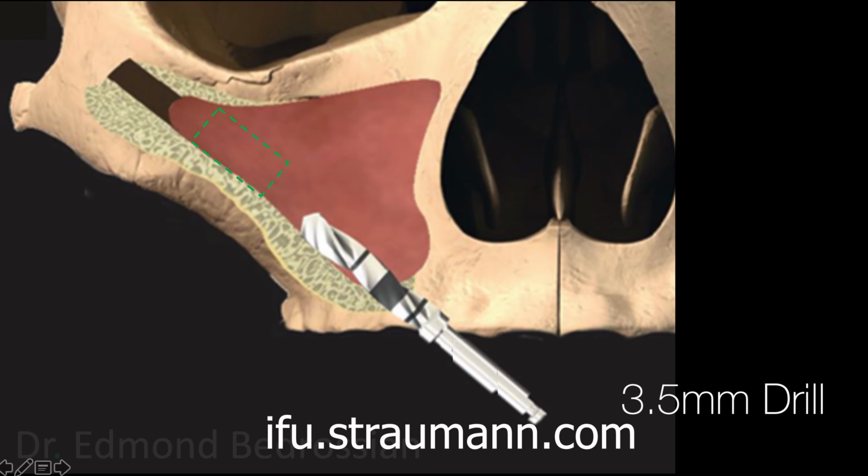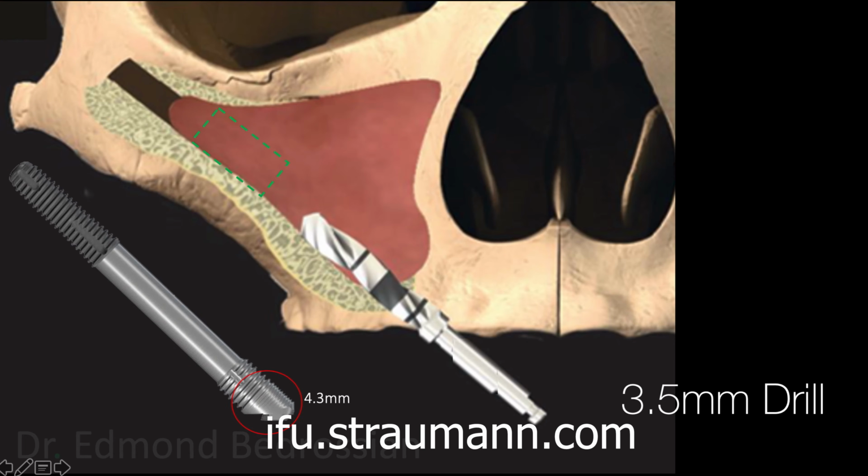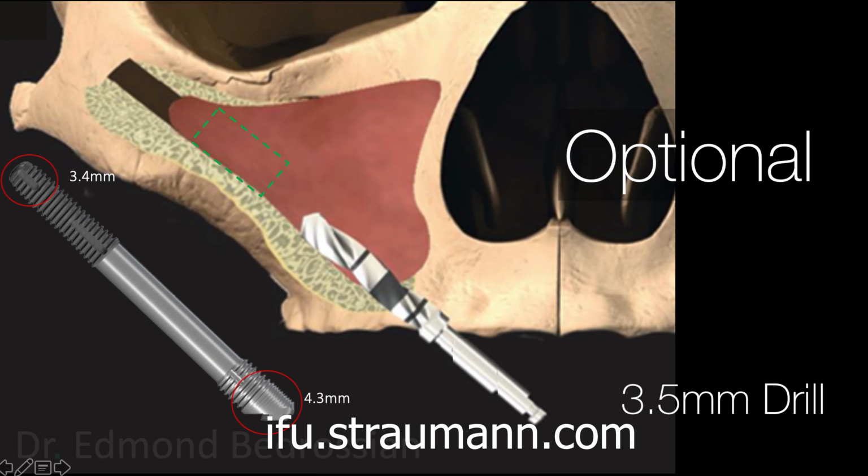The 3.5 millimeter drill is an option for enlargement of the crestal portion. The implant is 4.3 millimeters in diameter at the platform, but it's 3.4 at the apex. So if the bone is brittle, or there's any reason to think that there might be a fracture of the crestal bone, then the 3.5 millimeter optional drill can be used. But a lot of times the 4.3 millimeter portion of the implant can actually enlarge and compress the crestal bone for intimate contact and insertion torque.